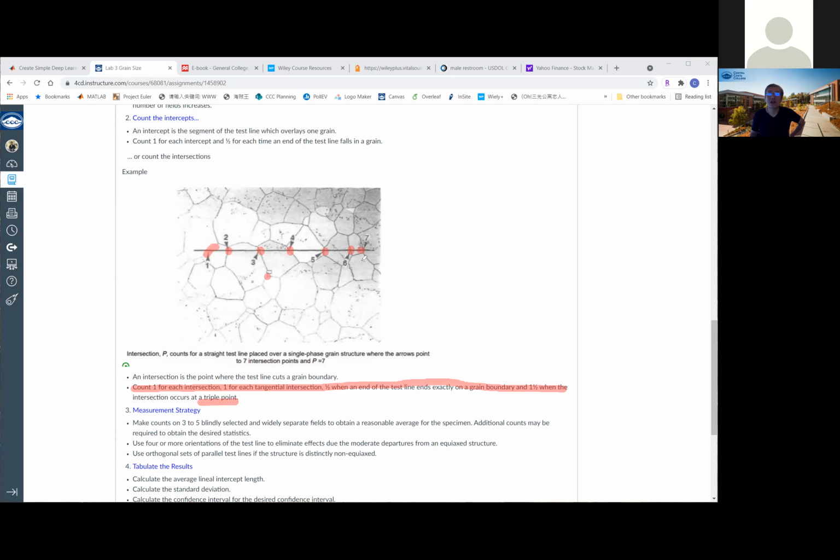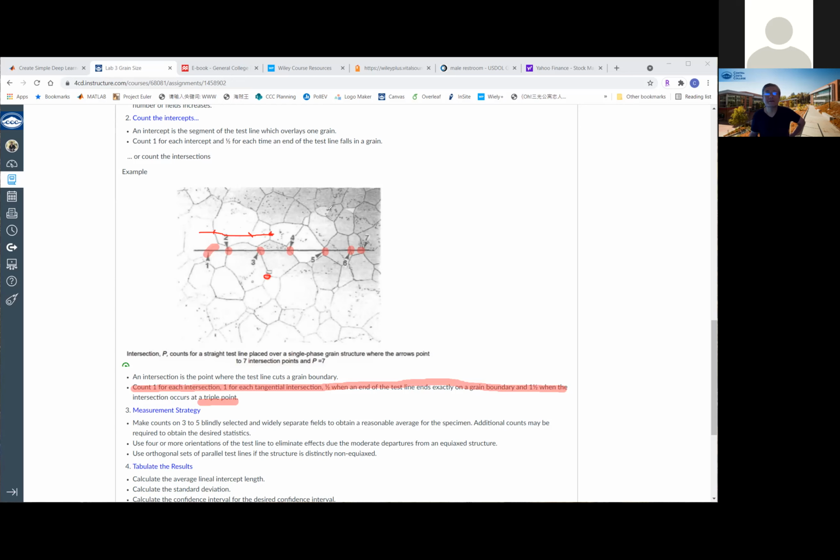And if your line happens to end at a boundary, like you draw a line but it happens to end here, then we count this one as half. This will be 1, this will be 1, but this will be half. And this will be 1.5. So that's the rule. Any question about this?